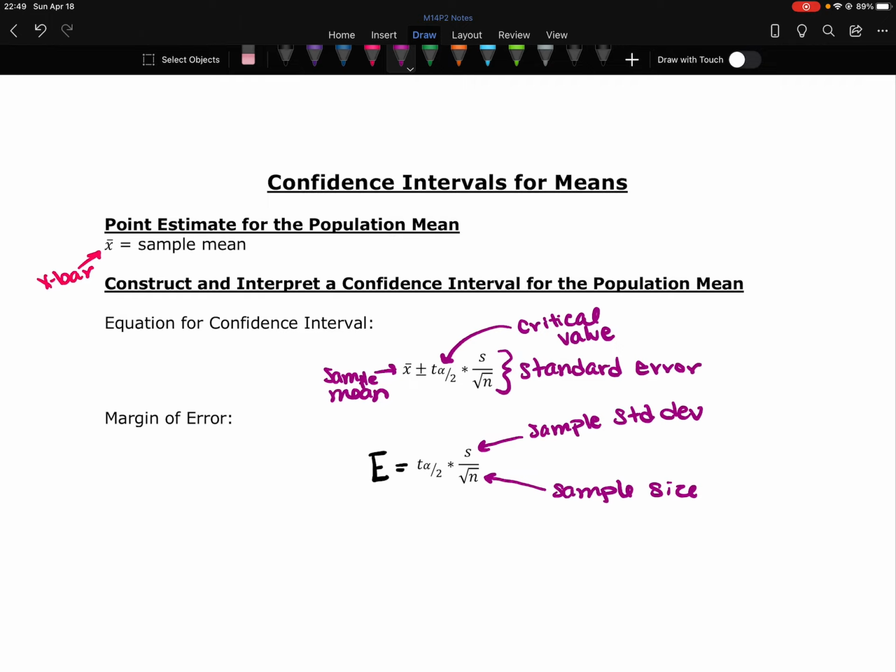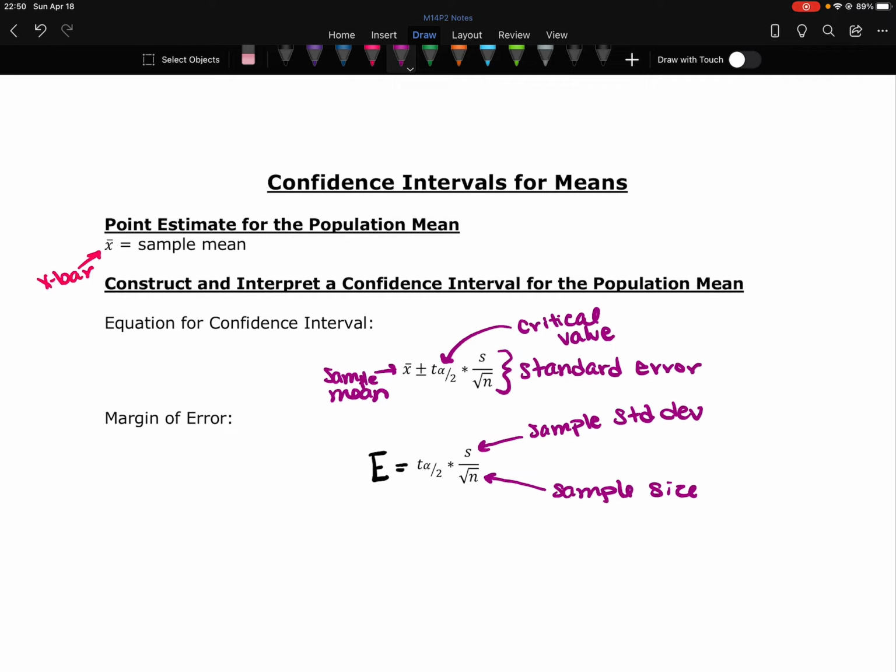The idea behind this is the same as it is for proportions. We're going to have a percent of our t-curve, which is still bell-shaped, still symmetric, still centered at the mean, that's shaded. We're going to figure out how much is unshaded and use half of that to find this t-value, this critical value. And then we're going to use the values that we were given or that we found from our sample to find this interval to estimate a range for where the population mean could fall between.